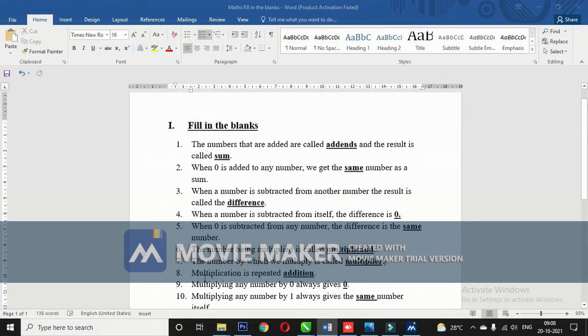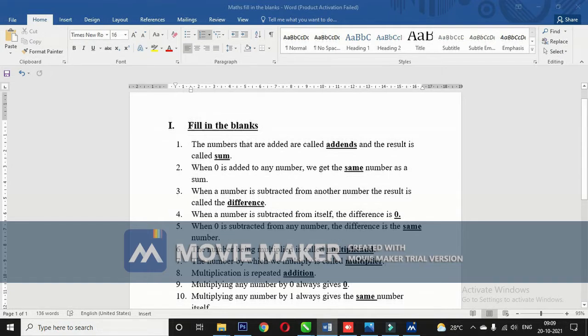Then the fifth question. When 0 is subtracted from any number, the difference is the same number. So this one is the same as addition. See here, when 0 is added to any number. When 0 is added or subtracted from any number, the answer is the same number. Like this, 46 minus 0, the answer is 46.